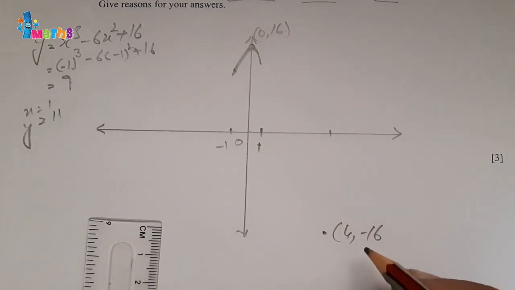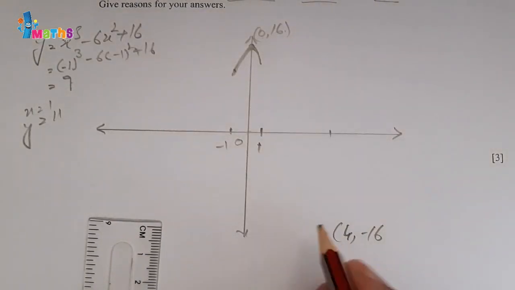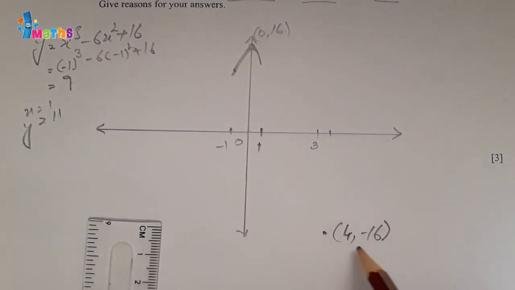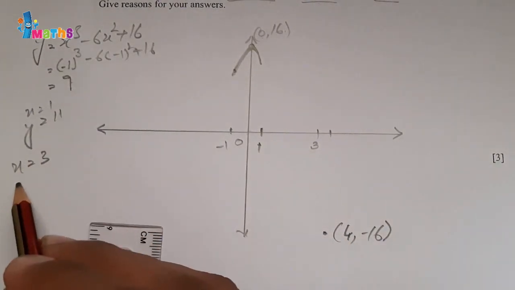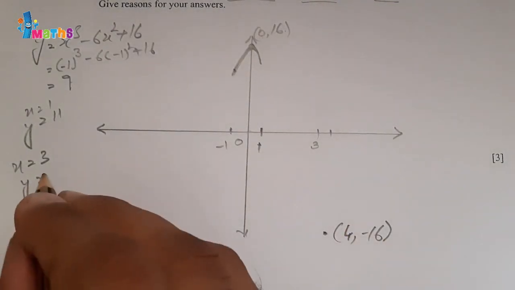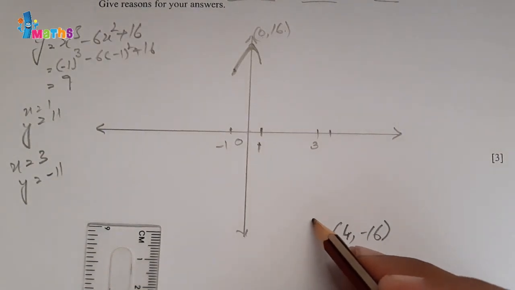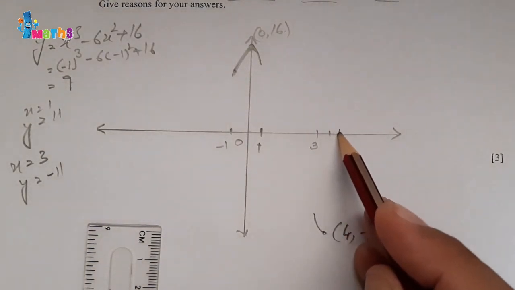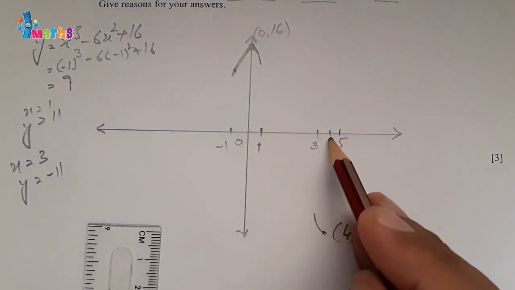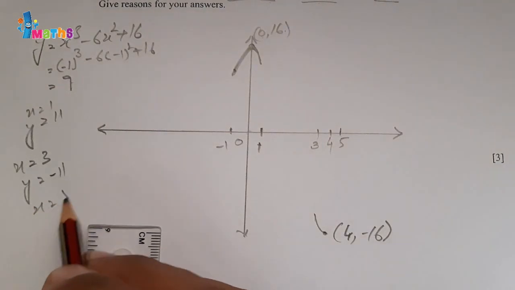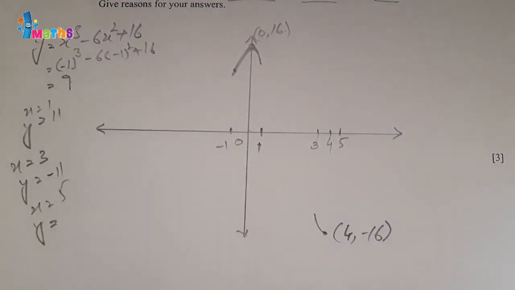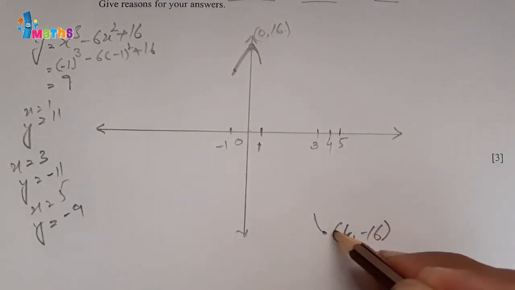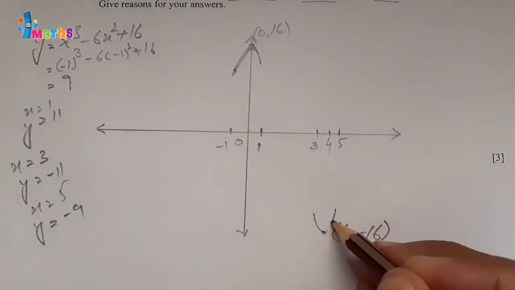And if we check this point, the x value is 4. If we take the previous value, which is 3, we can check for 3. If we take x is equal to 3, y will be giving us the value as minus 11. Minus 11 is clearly above this, so it will be turning like this. If we take another value, for example 5, if this is 5, this one is 4. So if we take x is equal to 5, y will be equal to minus 9. Minus 9 is also clearly above minus 16, so this is also turning like this.